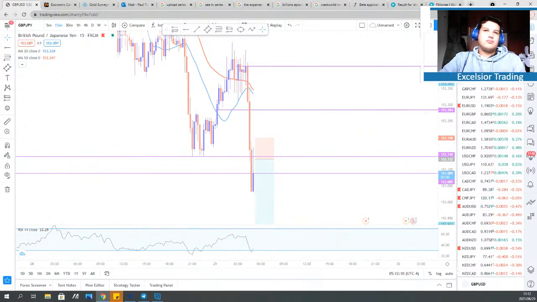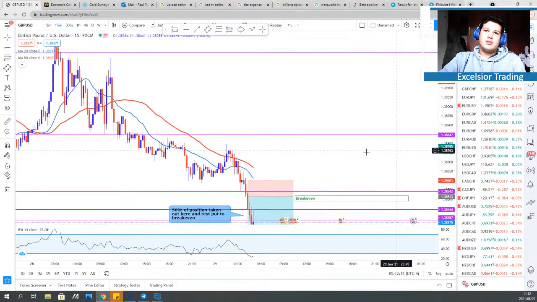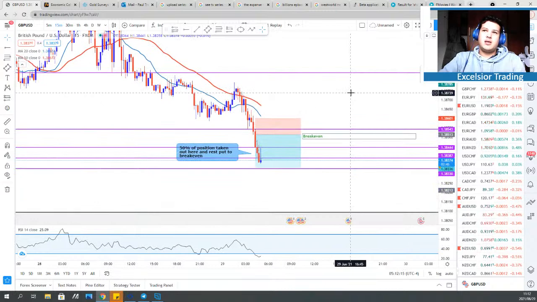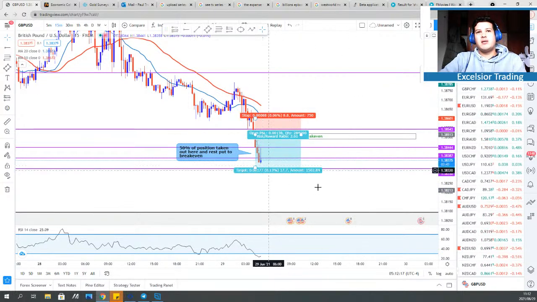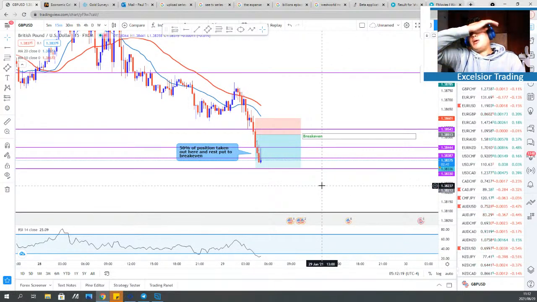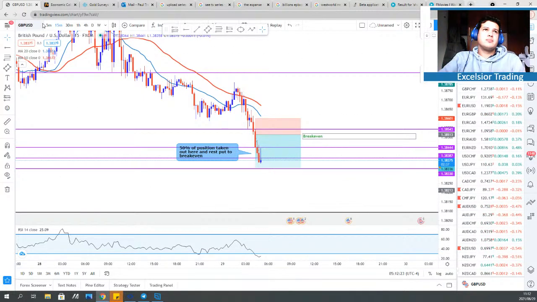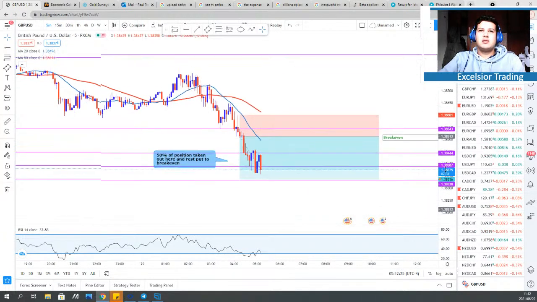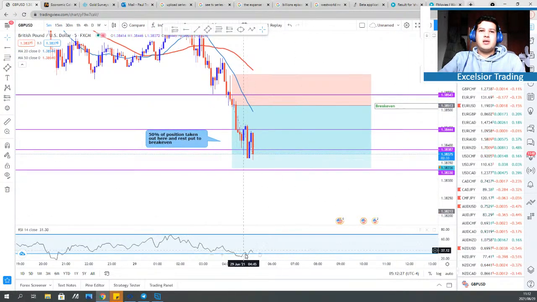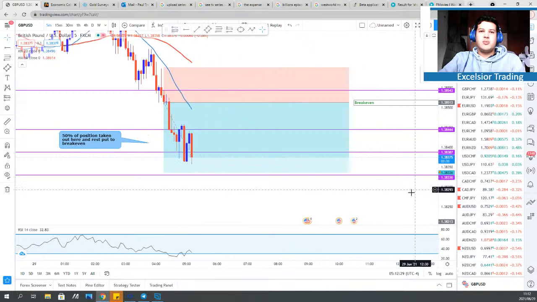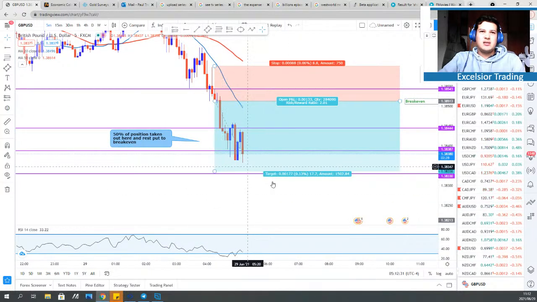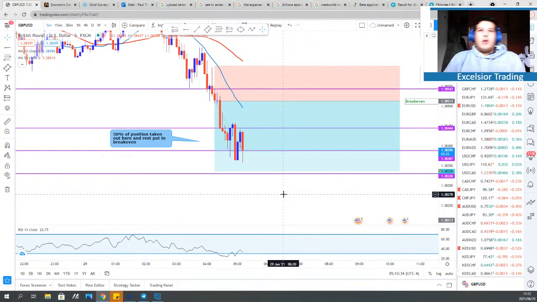Yeah, we'll see, like GU making a nice little wick. If this 15-minute candle can close like that, we might have a good chance of hitting TP. So let's hope for the best. It is diverging here, so let's hope it makes another lower low into the zone, man.